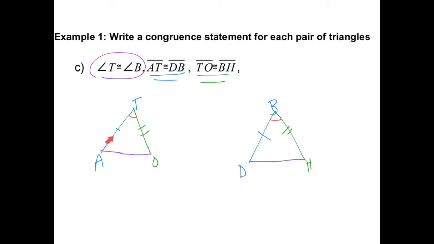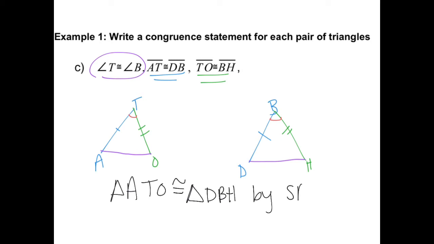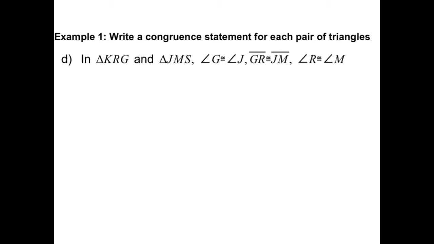Remember that nose between the whiskers. Same nose between the same whiskers. So we have triangle ATO is congruent to triangle DBH by side, angle, side. So this one gives us the triangles already.